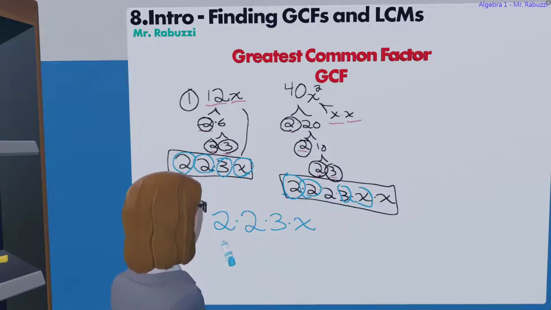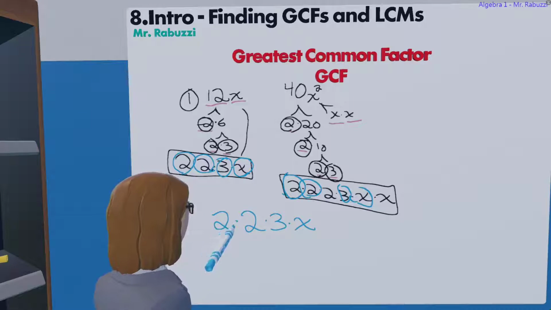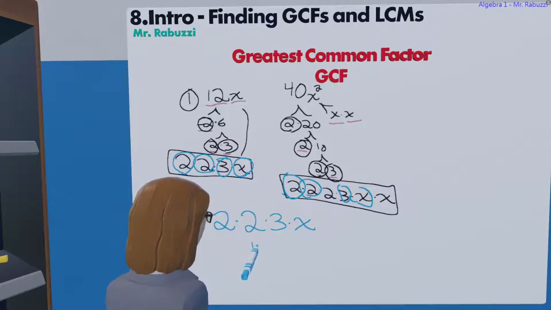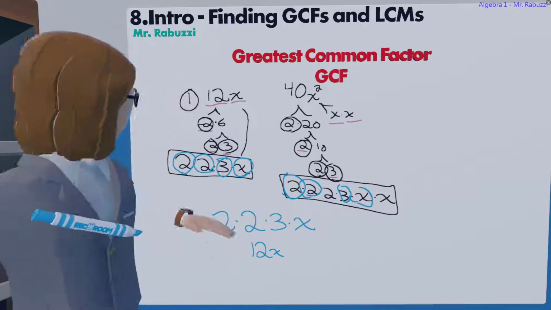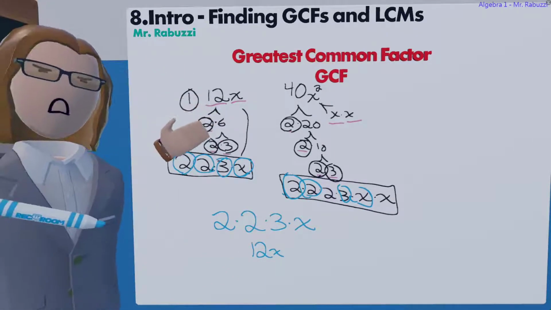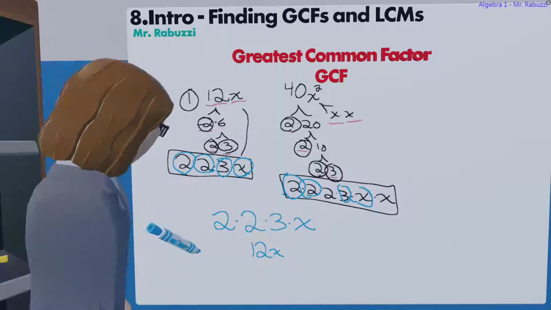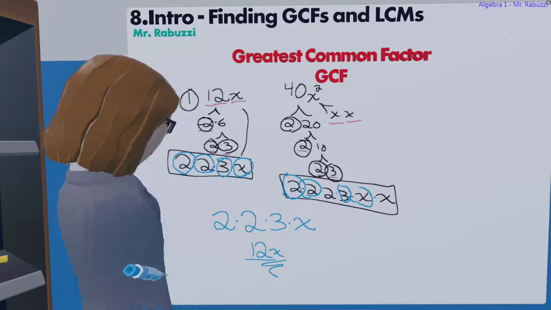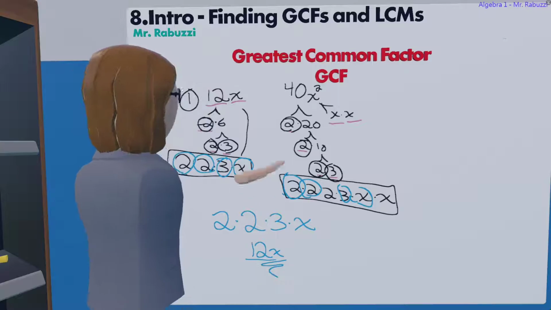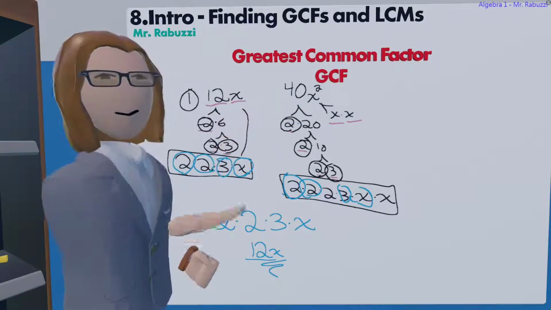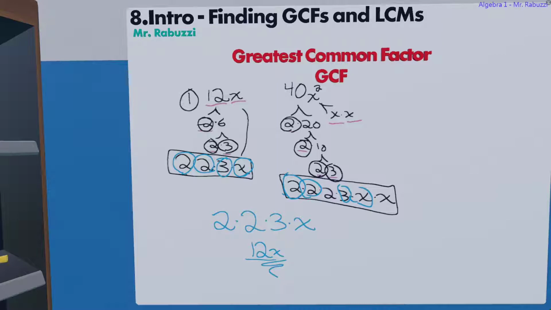This is the answer, but let's put it back together now. 2 times 2 is 4. 4 times 3 is 12. And x. So it turns out that one of our starting numbers was already the GCF this time. That doesn't always happen. But that is our answer. So this is the greatest common factor that these two share. So it's something that they share. Let's try another example, if I can find my eraser. There it is. Okay.